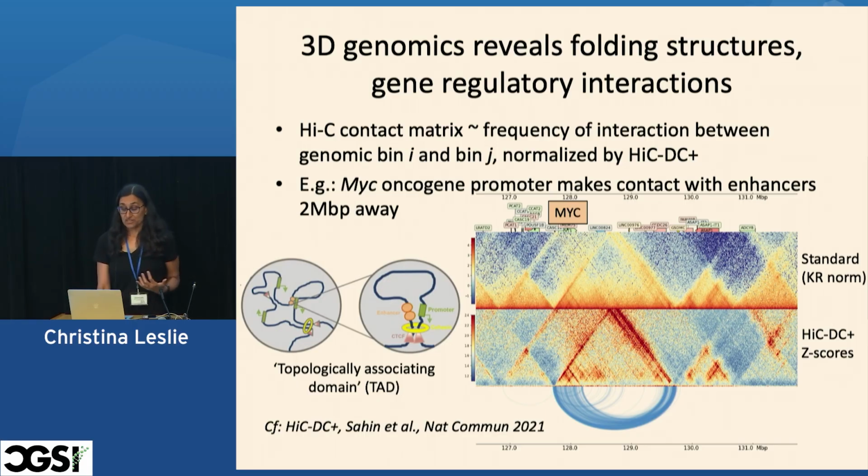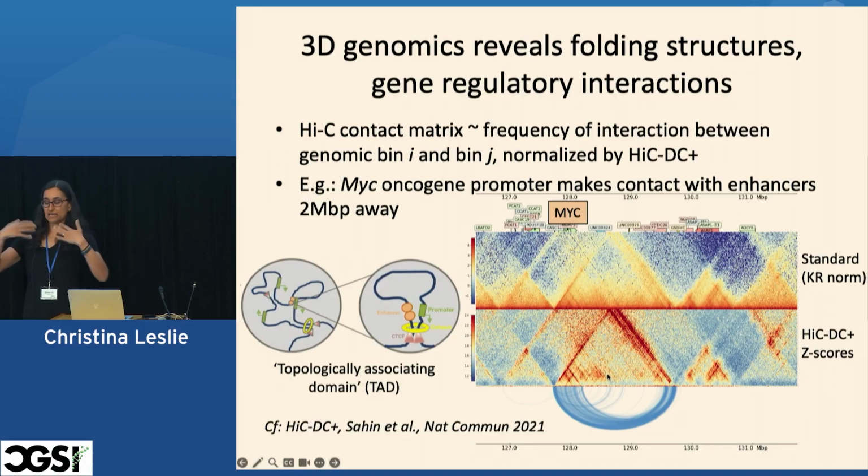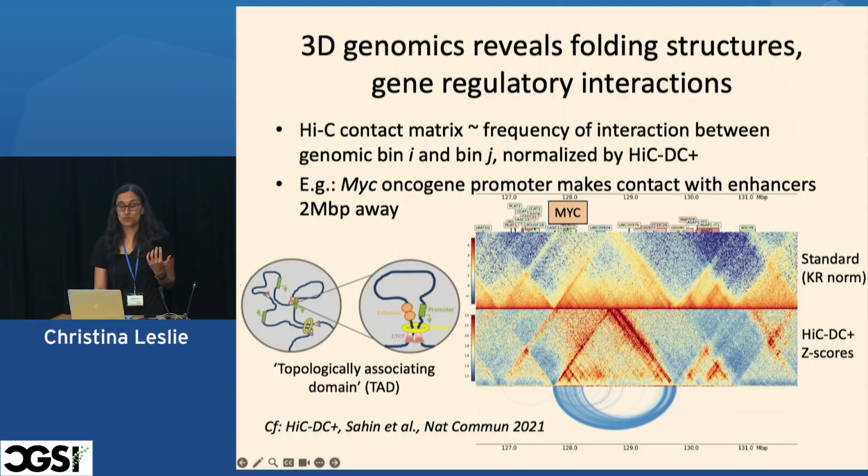We want more information. So we actually have a model where we're estimating a background model directly from the data using negative binomial regression, and then we can assign a significance to the counts that we see that are bigger than we expect, okay? And these are z-scores from this method called HiCDC+. And you can see once you assign significance to the contact bins that are significantly in contact, you see more structure, okay?